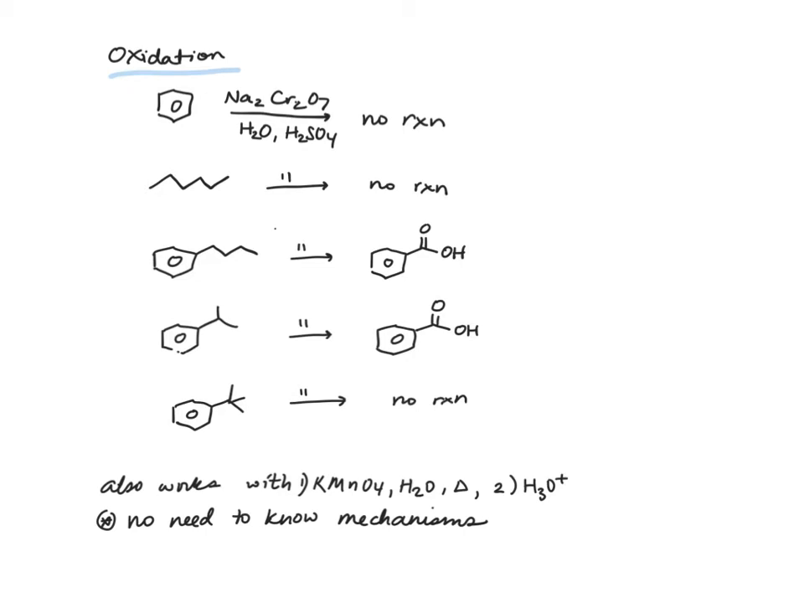This reaction also works with potassium permanganate. We know those oxidation conditions from our chapter on alcohols. So this is a really handy way to transform an alkyl group with no reactivity, with no functional handles, to something that has reactivity.